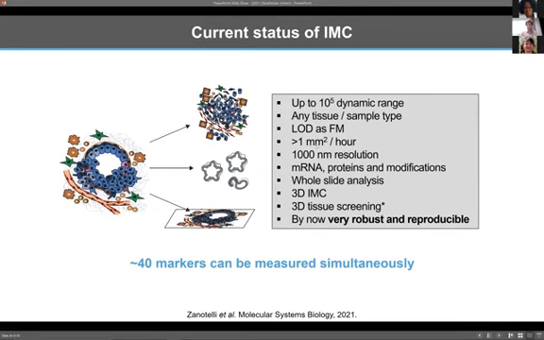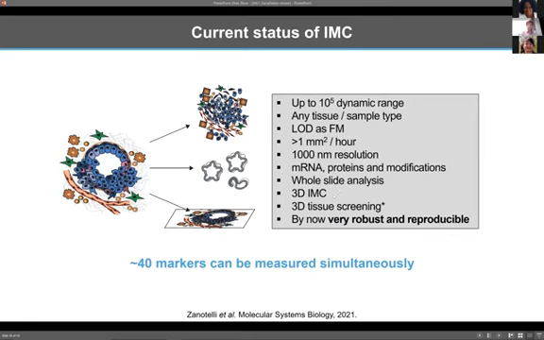One drawback is that it's a fairly slow technology. To analyze 1 square millimeter takes about 1 hour. That's still comparable to other multiplex imaging techniques. However, compared to other routine imaging techniques, that is actually slow. We can measure transcripts, proteins, modifications at the same time. You can just load your slides you get from the pathologists.